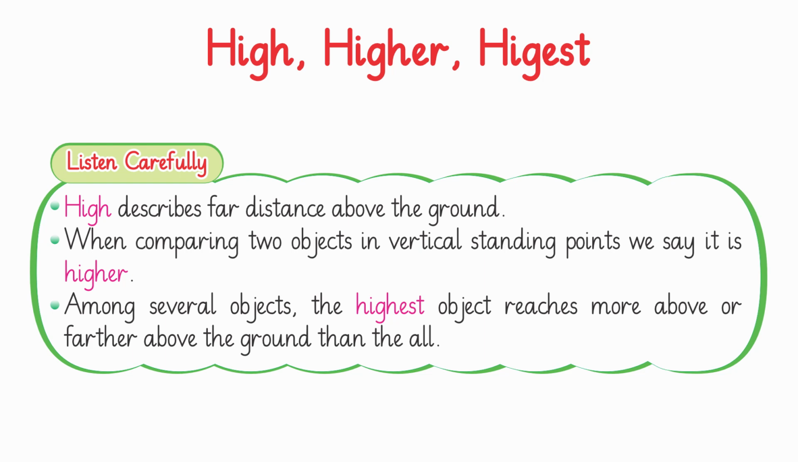Our today's topic is high, higher, and highest. Listen carefully. High describes far distance above the ground. When comparing two objects and the vertical standing point, we say it is higher. Among several objects, the highest object reaches more above or farther above the ground than all the others.